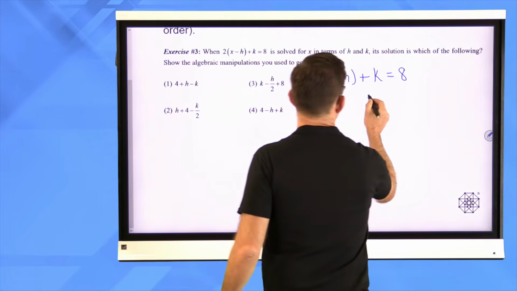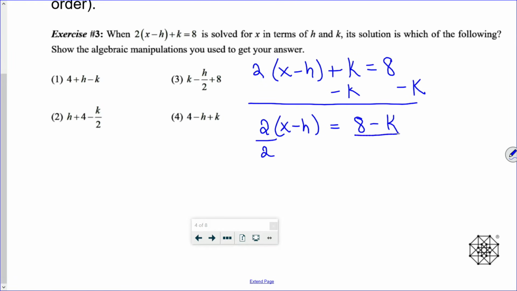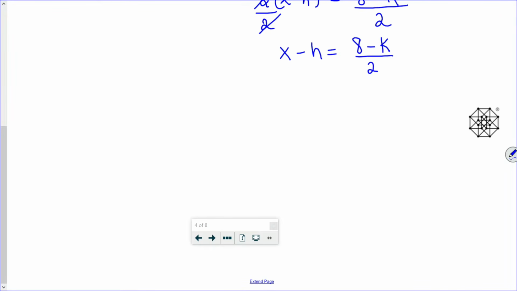Here we go. I'm going to subtract k. Now the best I can do at that point is write this as 8 minus k. Not much I can do about that. I'm going to divide both sides by 2. Make sure to get that 2 under both the 8 and the minus k. And I'll get x minus h is equal to 8 minus k divided by 2. Maybe give myself a little bit more room. I'm going to add h to both sides. And I'll get x is equal to 8 minus k divided by 2 plus h.